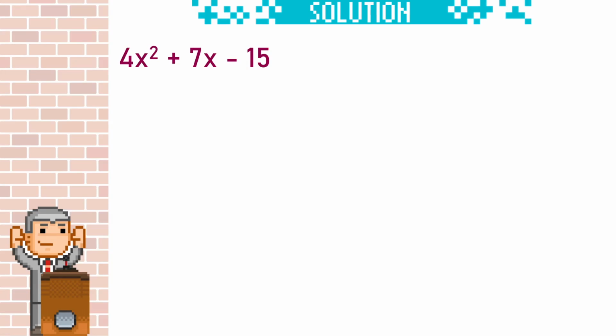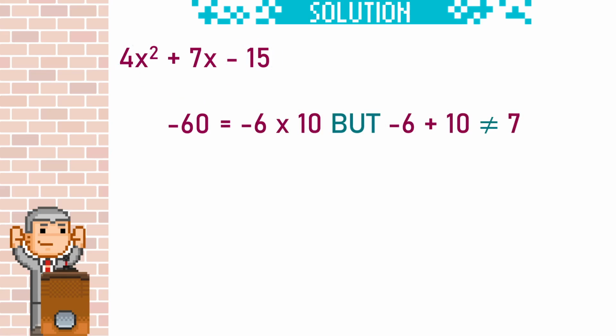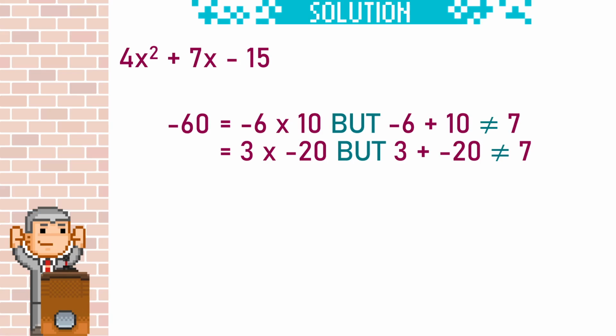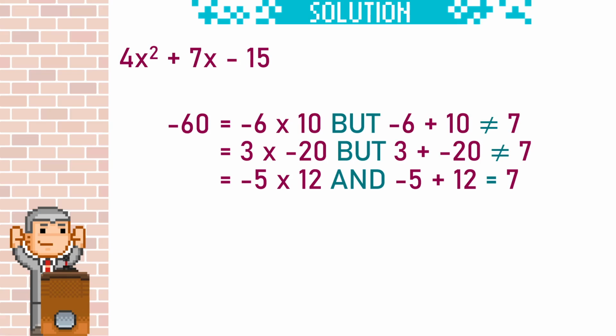We have an x squared term, an x term and a number term, so we know we're dealing with quadratics here. So to factorise quadratics, you multiply the x squared term by the number term, which will give us minus 60. And what we need to do is find two numbers that multiply together to make that minus 60 and add together to make the coefficient of the x term, which will be 7. So next we're going to try, minus 6 and 10, they don't add together to make the 7. 3 and minus 20, again, don't add together to make 7. Minus 5 and 12 will add together to make that 7.